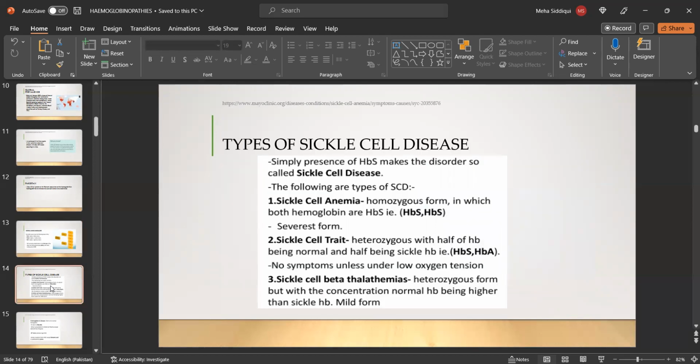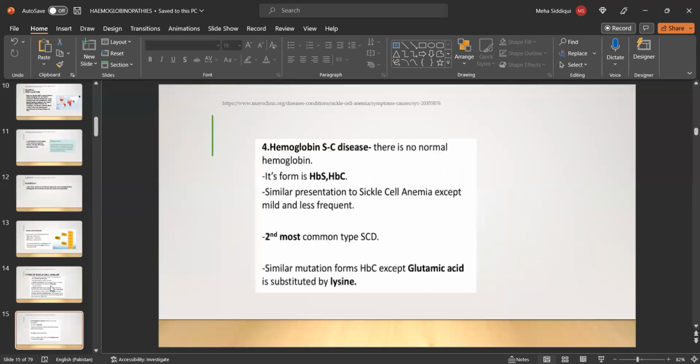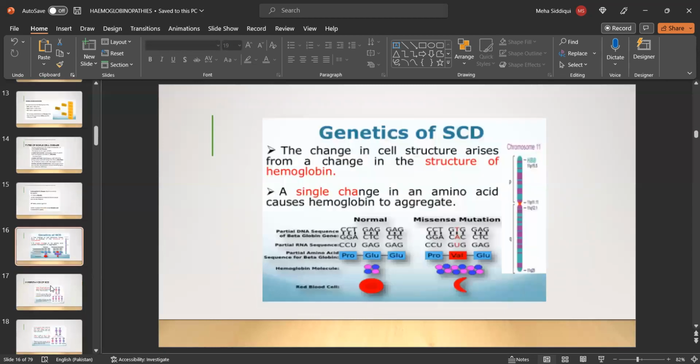Types of sickle cell disease. These are the following: sickle cell anemia. It is a homozygous form in which both hemoglobins are hemoglobin S, and it is the severest form. Then comes sickle cell trait. It is heterozygous with half of the hemoglobin being normal and half being sickle hemoglobin, with no symptoms unless under low oxygen tension. Then comes sickle cell beta thalassemia. It is a heterozygous form but with the concentration of normal hemoglobin being higher than sickle hemoglobin, and it is a milder form. Then comes hemoglobin SC disease, in which there is no normal hemoglobin and the presentation is similar to sickle cell anemia. It's the second most common type of sickle cell disease.